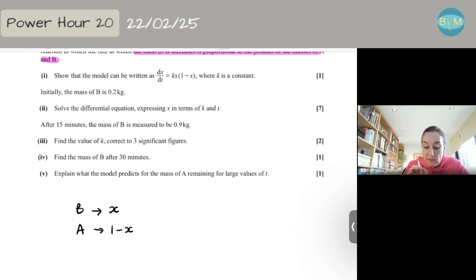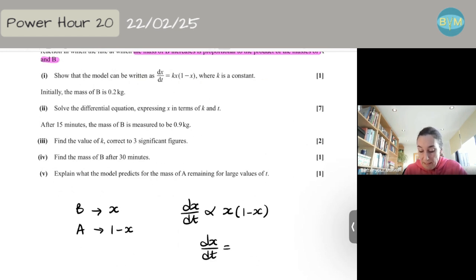The rate of change of B is going to be dx by dt. Remember, rate of change is the derivative with respect to time. And we know this is proportional. Remember that first thing that you used to do? To the product of the masses. The mass of one is x, the mass of the other is 1 minus x. How do I write that they are proportional and increasing? With a positive constant. So I'm going to write that dx by dt is a constant times x times 1 minus x. That's what they are saying.